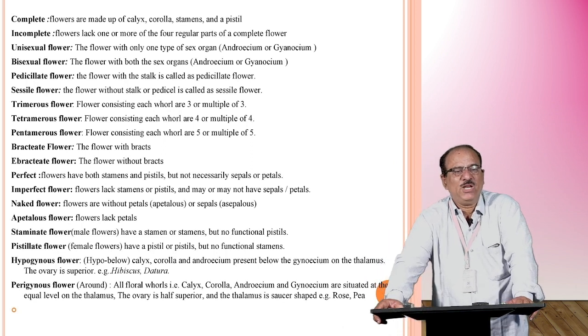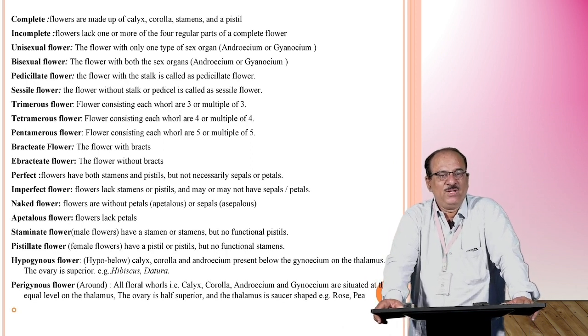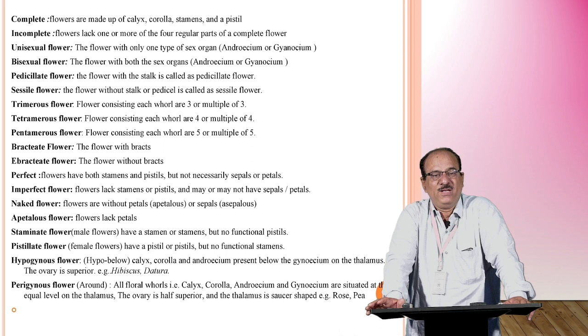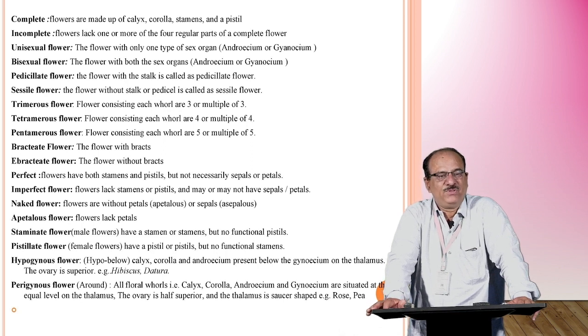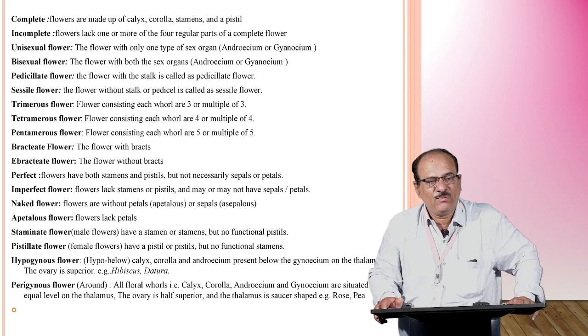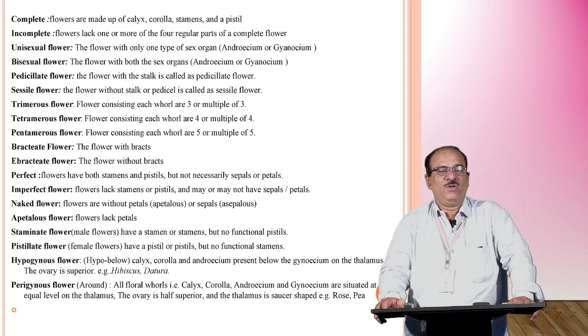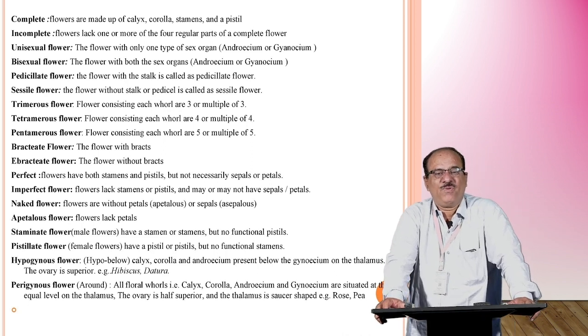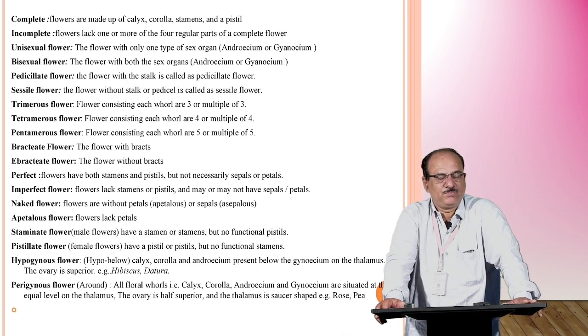Depending on the symmetry of flowers, we have trimerous flower, where the floral whorls are present in 3 or in multiples of 3. Tetramerous flower, again the floral whorls are present in 4 numbers or multiples of 4. Then pentamerous, where we have the floral whorls 5 or multiples of 5.